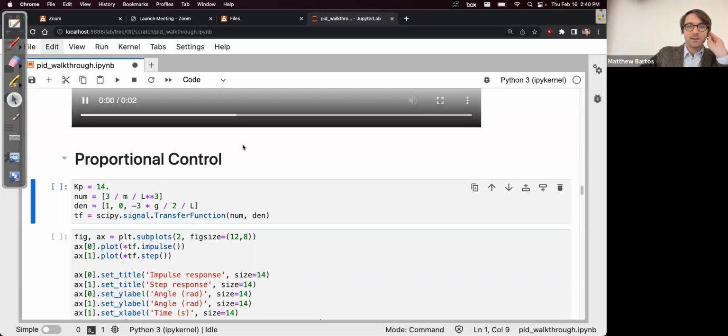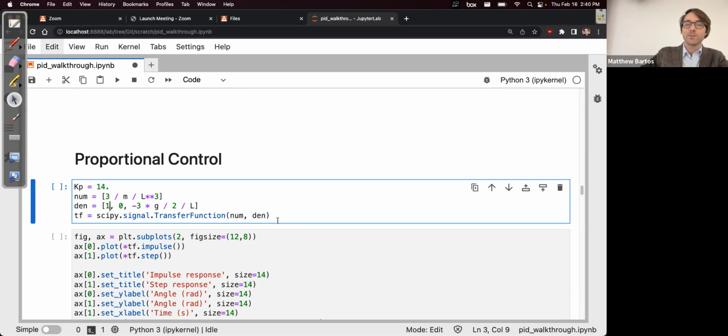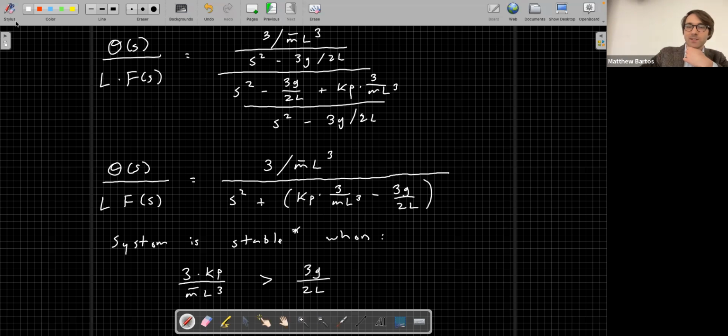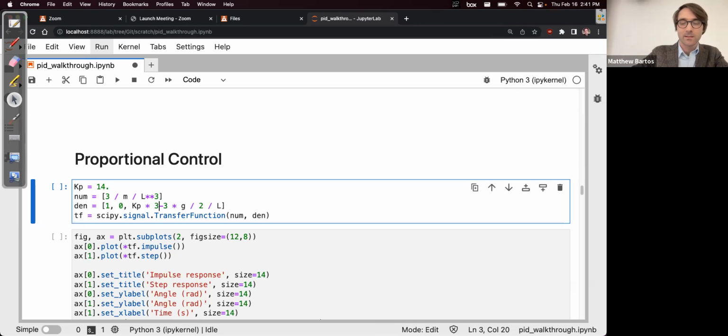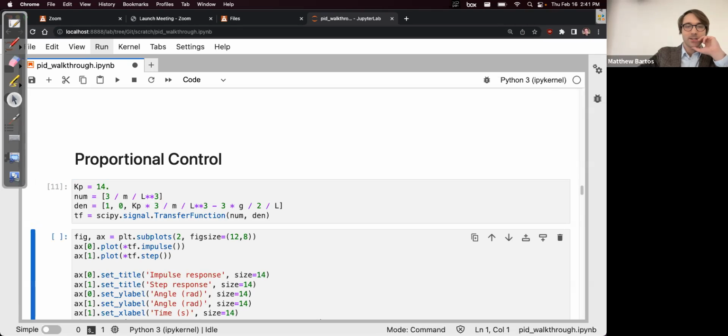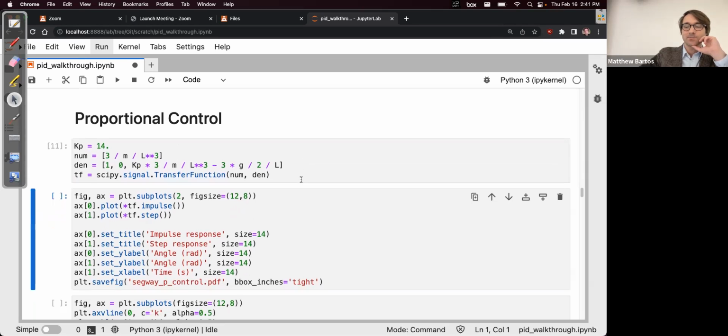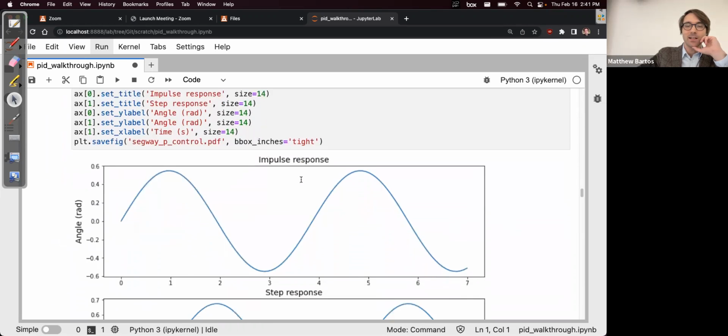So let's go ahead. Our first coefficient will be the same. Our second coefficient will be the same. And for our third coefficient, we will have Kp times 3 divided by m divided by L cubed minus 3g over 2L. So help me remember this here. Kp times 3 divided by m divided by L cubed. Okay, does that look right? All right, let's go ahead and try it. So we now have a proportional control gain being applied to the system. And let's see what happens when we apply our proportional control.